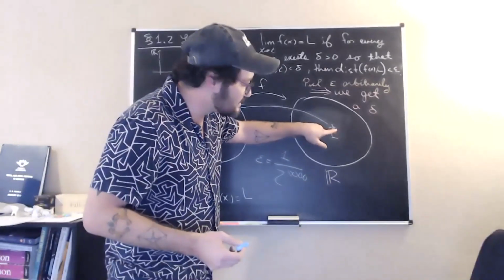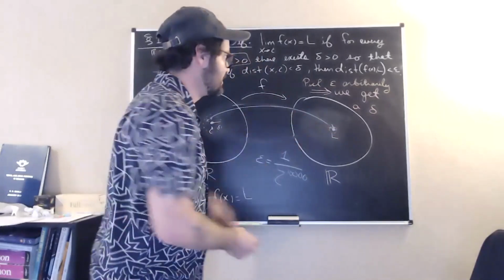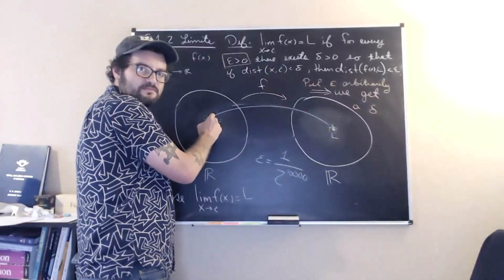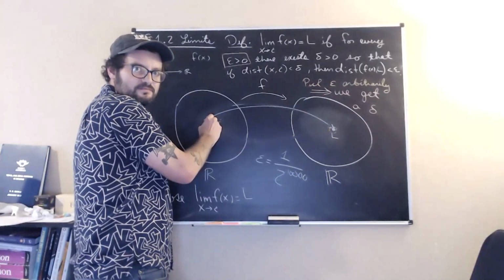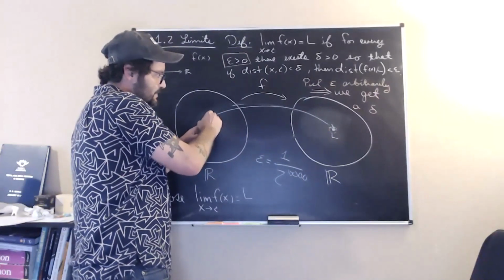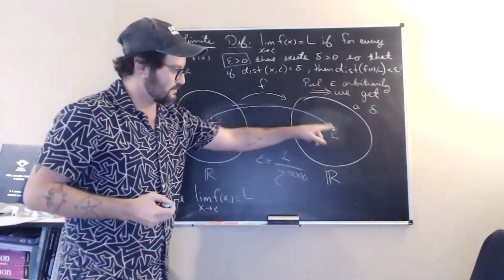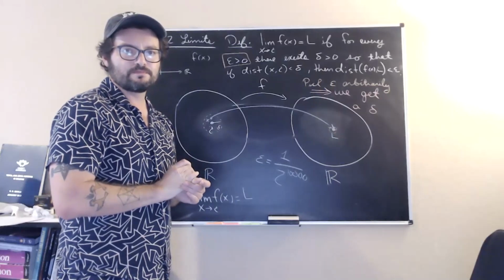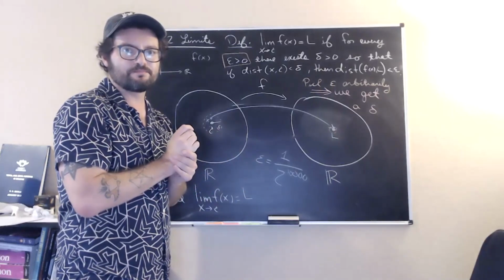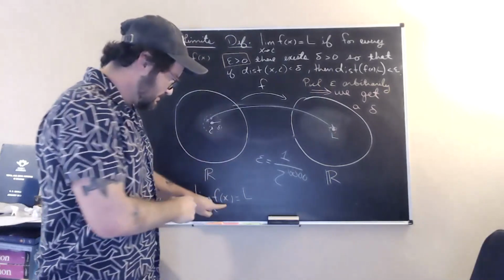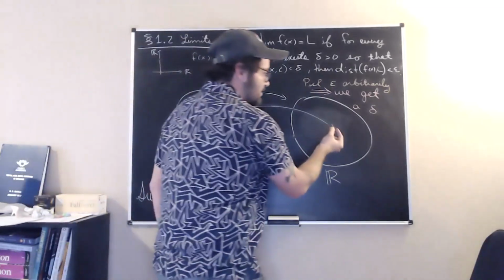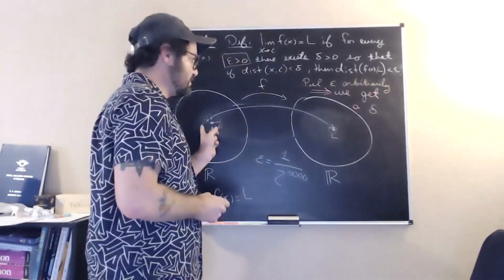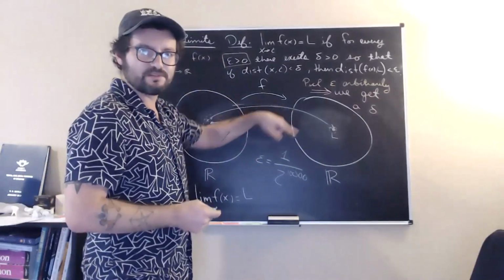There's still going to be some tiny little distance around L, and there's going to be a delta where we can make a little ball around C with infinitely many points in that ball. All of those are going to be sent to within that distance to the number L. This is the idea behind limits. No matter how small a step you take away from L, there's infinitely many numbers that are sent by the function to be in there.